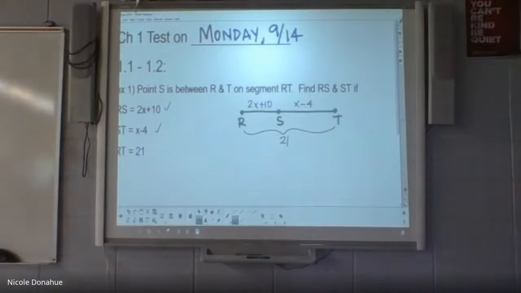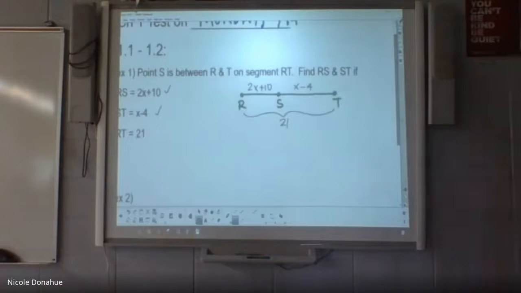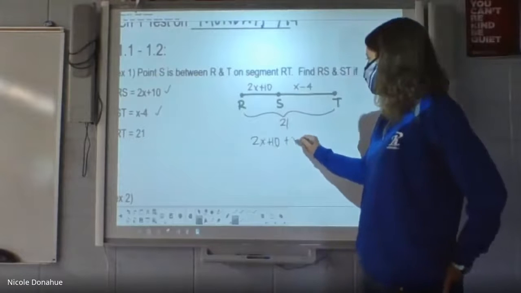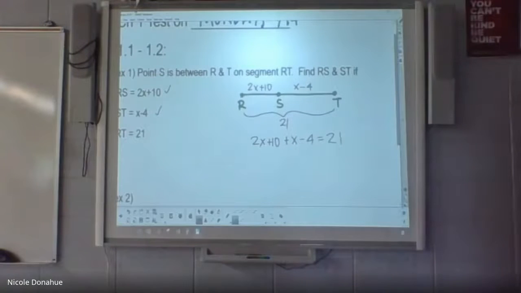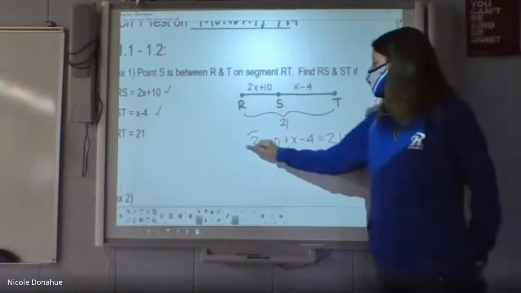What equation did you guys set up here? Yeah, Evelyn, what'd you do? You figure it out? 2x plus 10 plus x minus 4 equals 21. Very good. So we just put those together. It should add up to 21. Again, you don't want to set them equal. We don't know for sure that they're equal. Actually, I don't think they are.